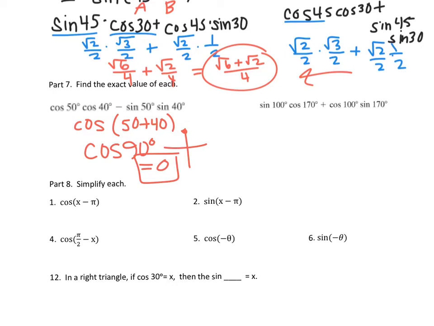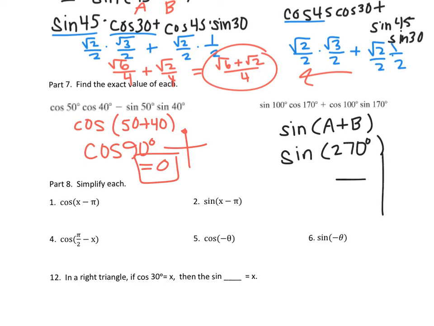This expression goes sine cosine plus cosine sine. So that's going to be the sine of A plus B. So this is going to be the sine of 270, which on your unit circle is going to be -1.